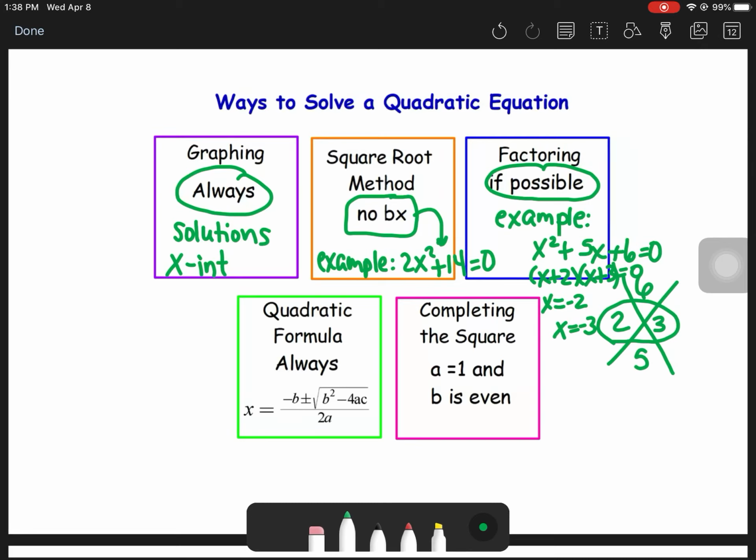We also learned that we can always use the quadratic formula no matter what. That will always work as long as we remember that a is the leading coefficient, b is the number in front of the x, and c is the number by itself. So today we're going to learn about completing the square, and we only want to use this method to make it easiest for us if the leading coefficient is 1 and the middle term, the b, is an even number.